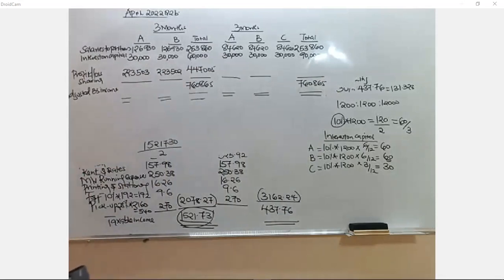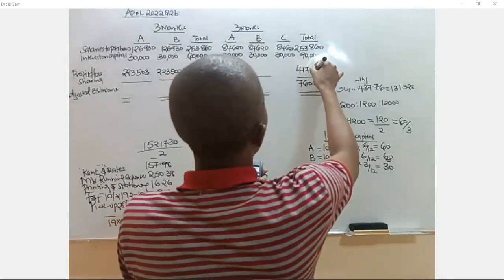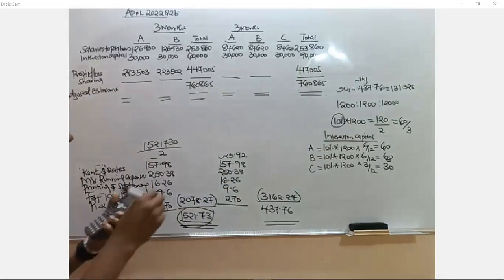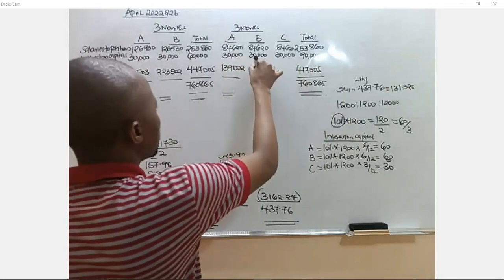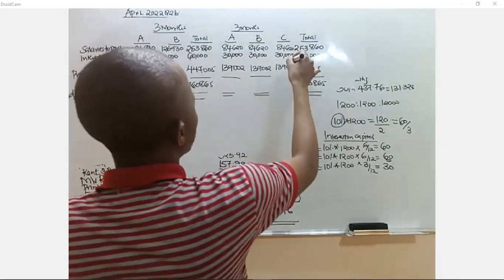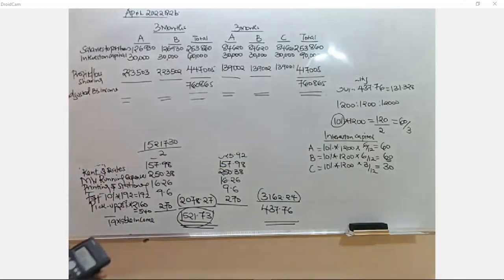Let us go to the other side. 760,865 minus 90,000 minus 253,860, and you'll find that what the members are sharing is 417,005. Then you divide it by 3. This one will get 139,002, then this one 139,002, right? Then this one will get 139,001, so that when you add them, you get the total figure because of the rounding off errors.